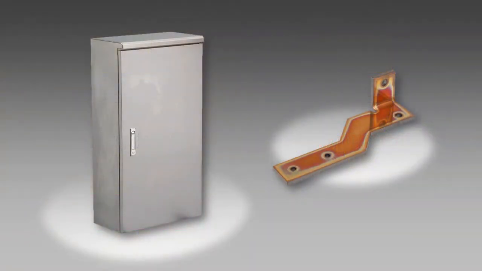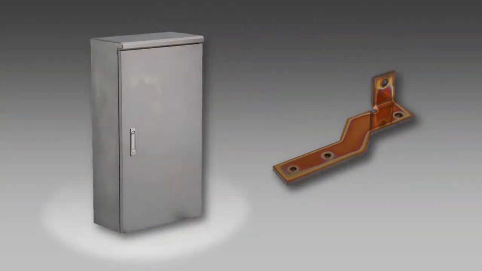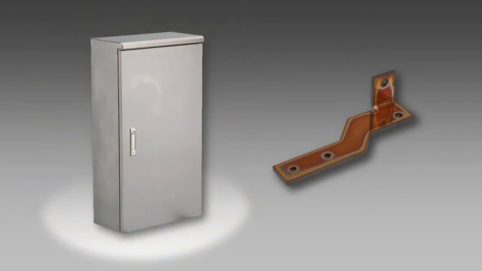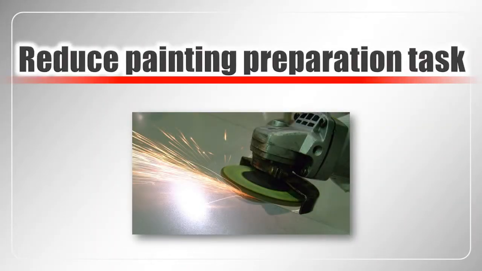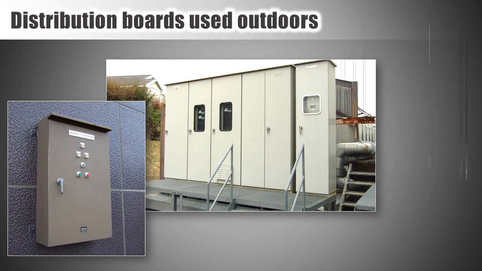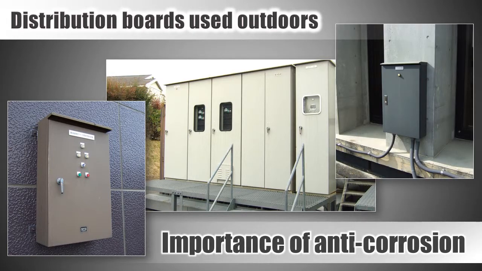From here, we will show you how to increase work efficiency with outdoor distribution boards as an example. First, we will introduce the new blanking method that will eliminate the painting preparation task. Various durability performances are required in distribution boards used outdoors, and one of them, resistance to corrosion, is a particularly important factor.